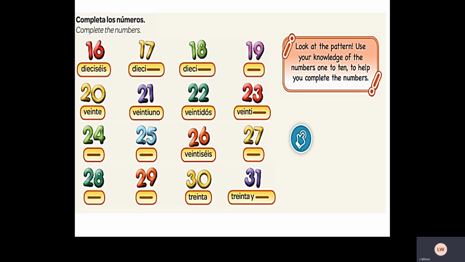Ahora terminado, vamos a hacer las respuestas. So in a moment on the next slide, I'm going to put the numbers 16 to 31 written down on there. And I want you to check very carefully that you've got the numbers correct. Okay, here we go.